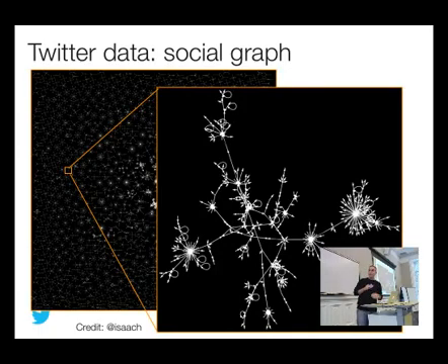I'm zooming in on the left side to one small portion, and you see what you typically see in social graphs, which are many small cliques, hubs that people like to converse with, and so on. So that's the social graph we have.